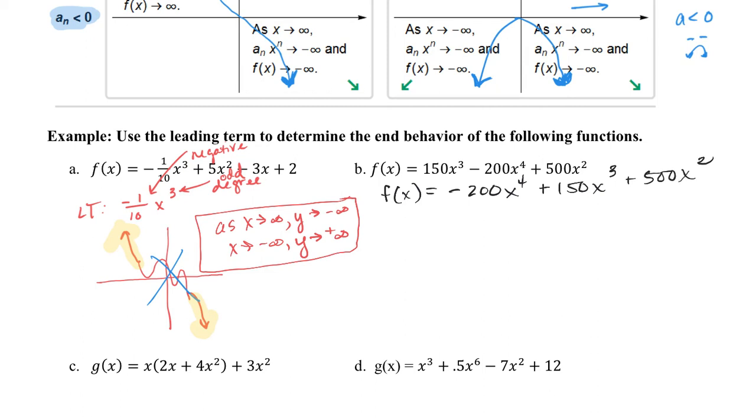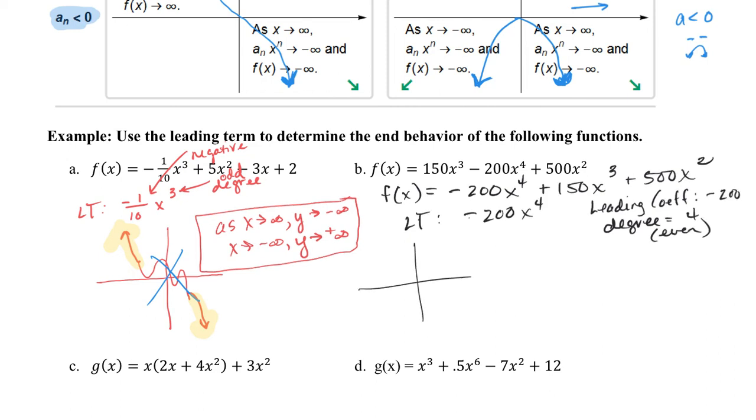Now I can look at that leading term, which is negative 200 x to the fourth, and that's what's going to dictate my end behavior. Again, my leading coefficient is negative 200, so obviously that's negative, and my degree is 4. So I have an even degree. Because it's an even degree, I know that it's going to behave like a quadratic behaves. The ends are going to go in the same direction. They're either both going to go up or they're both going to go down. Well, because that leading coefficient is negative, that tells me that they're both going to go down.